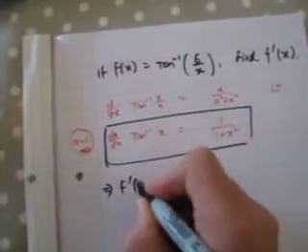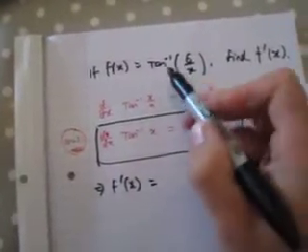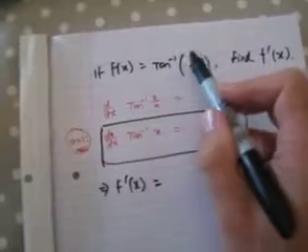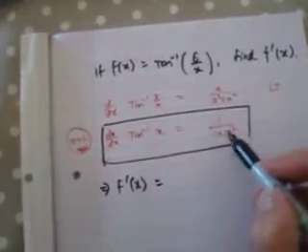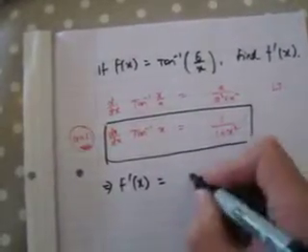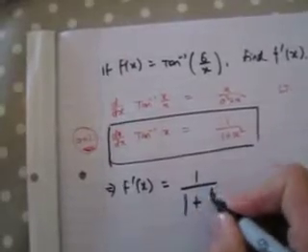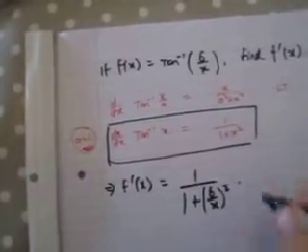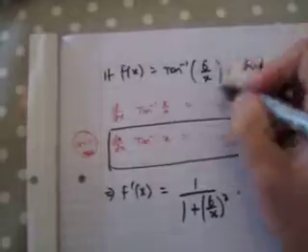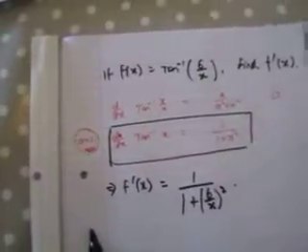So f dash x, when I differentiate inverse tan of a number, I get 1 over 1 plus that number squared. That's the first bit. And I have to multiply by the derivative of that number. There's two ways of differentiating that number.